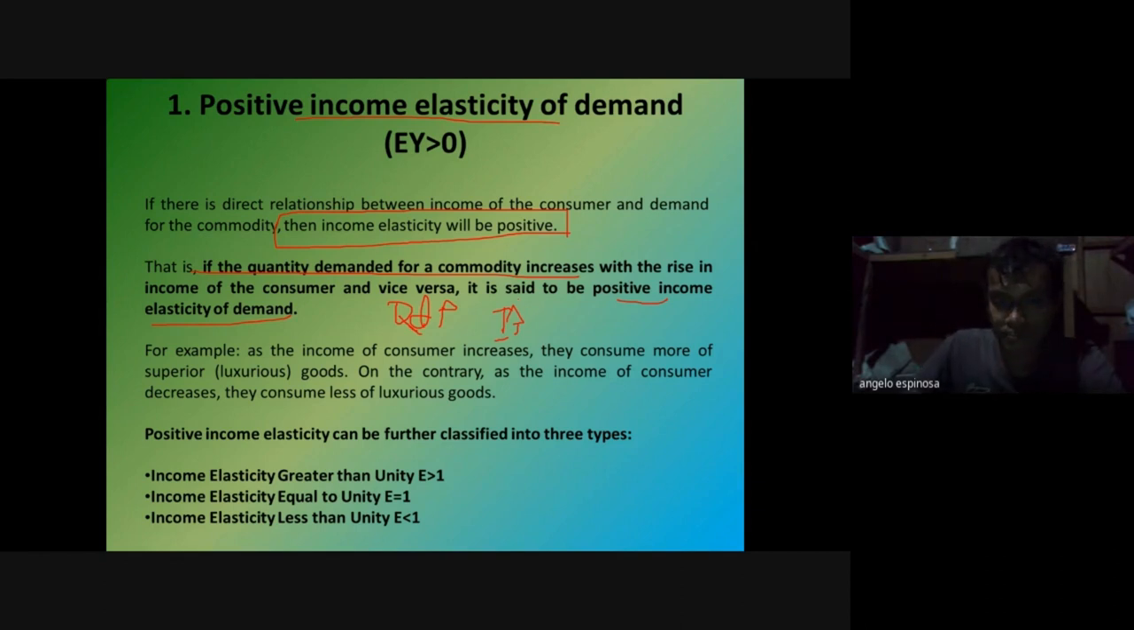For example, as the income of consumer increases, they consume more of superior goods. So what are superior goods? They are luxurious goods, yung mga mamahalin or luxury goods. And the contrary, as the income of consumer decreases, they consume less of luxurious goods kasi nga bumaba ang kanilang income. Pero pag sinabi mong tumaas yung income nila at tumaas din ang quantity demanded sa elasticity of demand, ang tawag dyan is positive, right? So, ibig sabihin, the consumers will buy or will consume more superior or luxury goods. Ano yung mga luxury goods? Tulad ng car, mamahaling bag, mamahaling sandals, ayun.